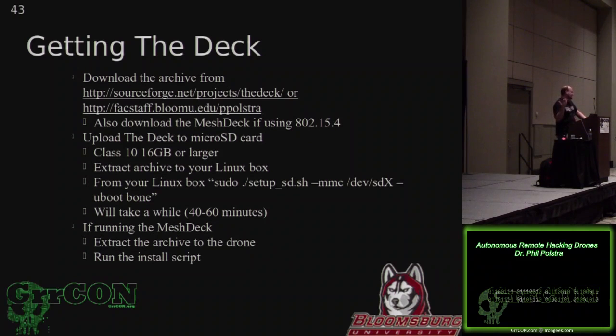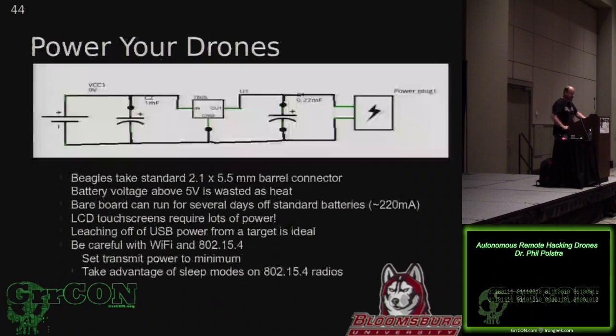But all right. So once you have that, it's a pretty big archive. You're going to need a 16 gig or bigger SD card. You just run a simple script, it sets up the card, you put it in your BeagleBone, you're good to go. Right? You might want some power. If you're going to power your drone off of a battery, here's a very super simple power supply. You just have a 7805 chip, a couple capacitors, hook up your battery, and you're done.